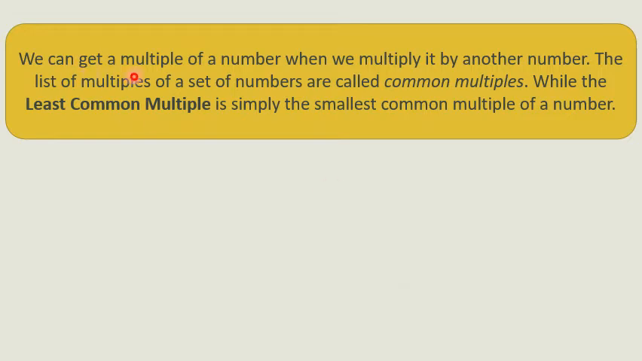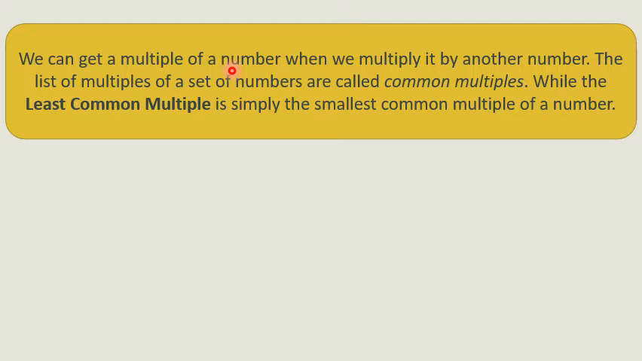So, we can get a multiple of a number when we multiply it by another number. The list of multiples of a set of numbers are called common multiples, while the least common multiple is simply the smallest common multiple of a number. So, dito naman po sa multiples, pag naghahanap tayo ng multiple ng number, ipinag-skip count lang natin siya, minumultiply-multiply lang natin. Halimbawa, ang multiples ng 2 ay 2, 4, 6, 8, 10, and so on, pataas. So, skip counting by 2 yun.